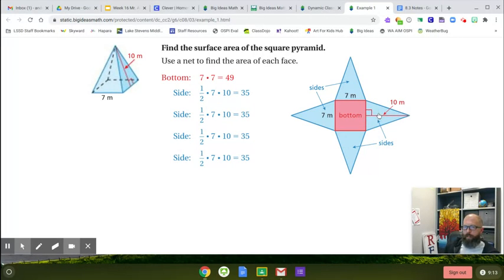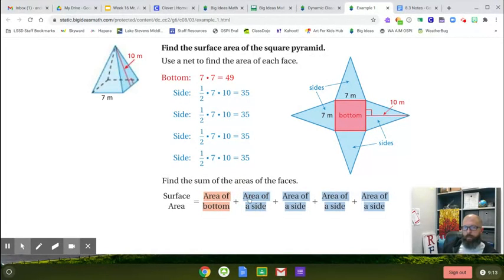So you multiply 7 times 10 times 1/2, or divided by 2, which is the same thing, which I feel like is a little easier. Multiplying by 1/2 and dividing by 2 are the same exact thing. So 7 times 10 times 1/2 is 35. So all of these triangles are 35. And so I've got 5 sides to add up. I'm going to find the sum of the bottom side, side, side, side. And when you do that, you end up with 189. So the surface area of this square pyramid is 189.